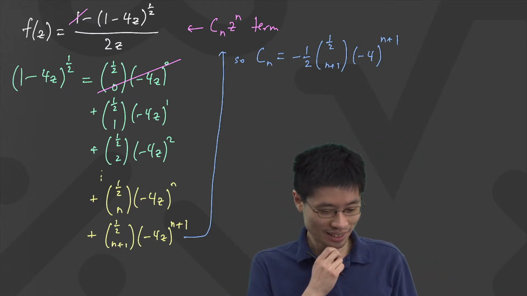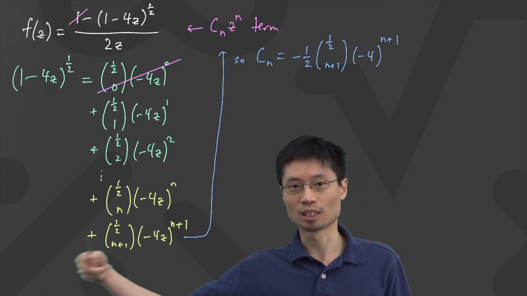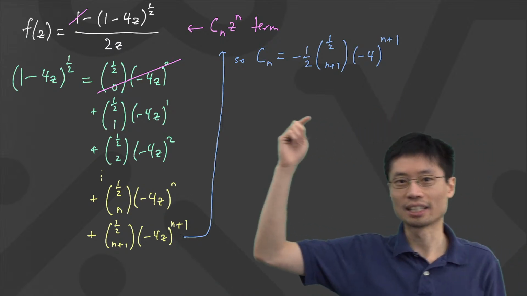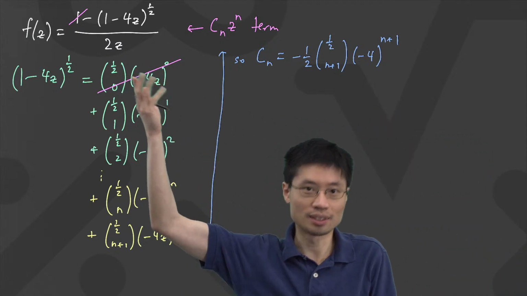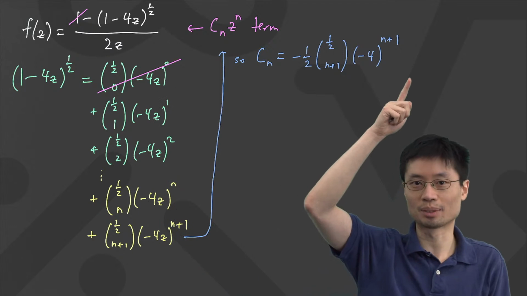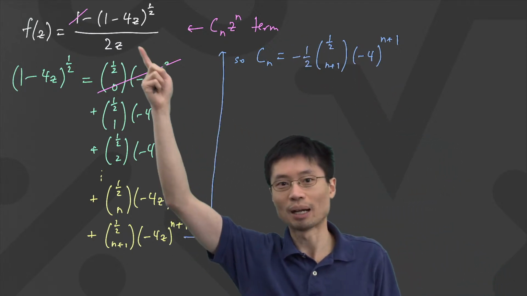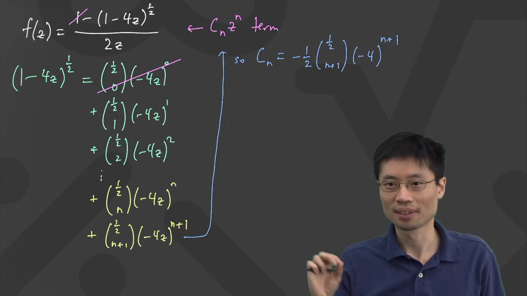Is this right? Well, this is the z to the power n plus 1 term. That's why I don't have a z to the n plus 1 here. And I have to divide by 2z. Then that's why there's a 2 here, and the z dropped to the power n. That's how it equated with that z to the power n. And there's a minus sign. So that's why there's a minus sign.